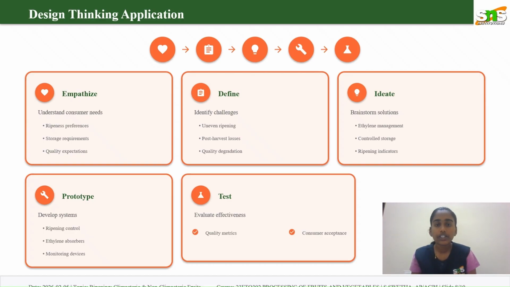This PPT is explained on the concept of design thinking: empathize, define, ideate, prototype and test. In empathize, we understand the basic needs for climatic and non-climatic fruits, which generally depend on ripeness, ethylene production, storage, quality and packaging, etc. In define, I am going to define the stages we discussed in the empathy stage.